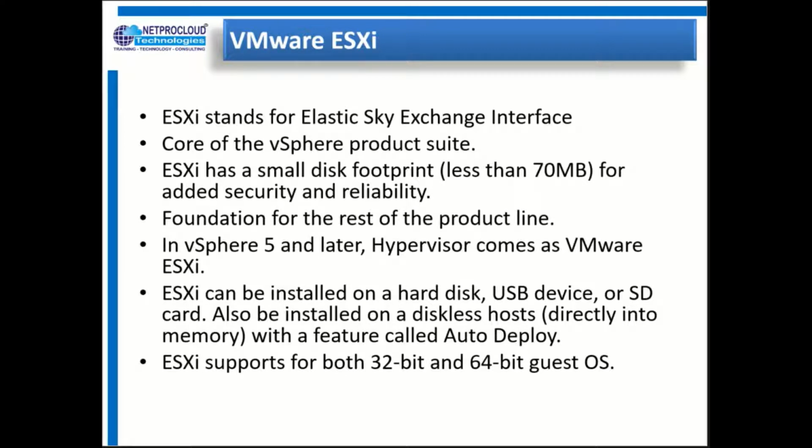ESXi has a small disk footprint of less than 70 MB, and for added security and reliability we need some more space. It is the foundation for the rest of the product line. First of all, to create the vSphere environment, we need to install VMware ESXi. ESXi can be installed on a hard disk, USB disk, or SD card, and it can also be installed on a diskless host with a feature called Auto Deploy.